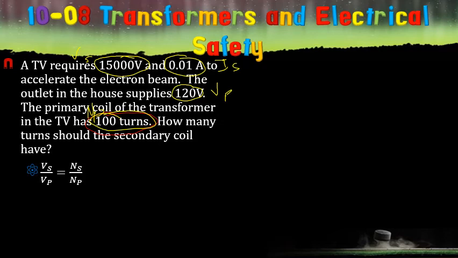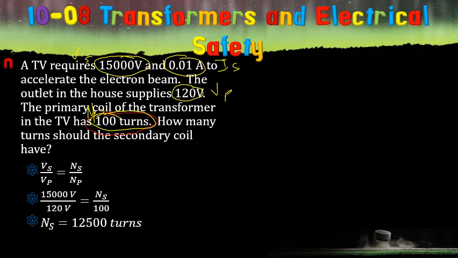How many turns should the secondary coil have? Okay, so I know both of the volts, so I can use those, and I know one of the coils, so I can use that to find the secondary coil. Again, the primary is what the power source is, the secondary is what's going to the appliance. So the appliance, the TV, uses the 15,000 volts. The house supplies 120 volts, so that's the primary. We could cross multiply and divide, or just multiply by 100, and you get 12,500 turns on the secondary coil. Very heavy transformer.